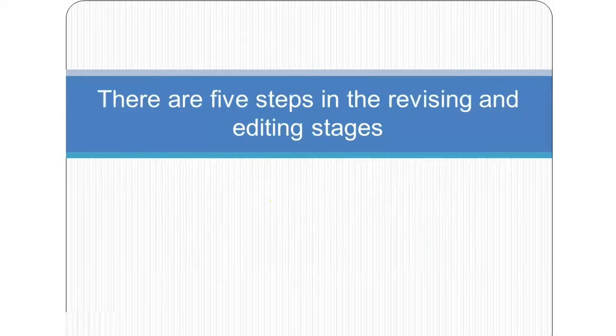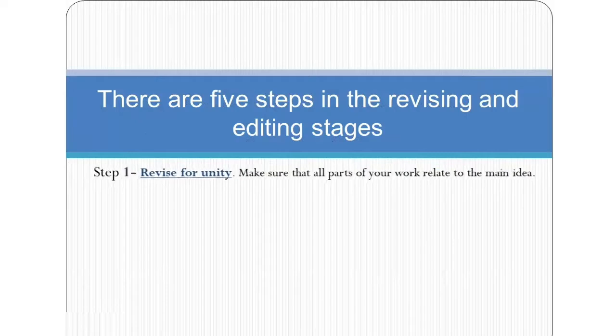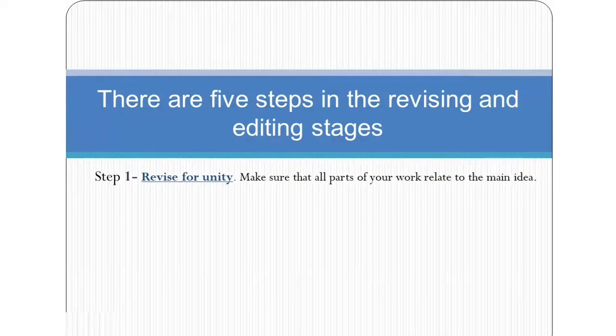There are 5 steps in the revising and editing stages. Let's start with the first step. Step 1 is revise for unity. Make sure that all parts of your work relate to the main idea.